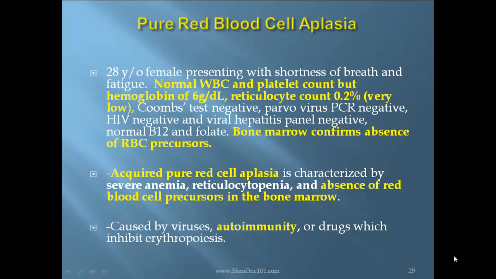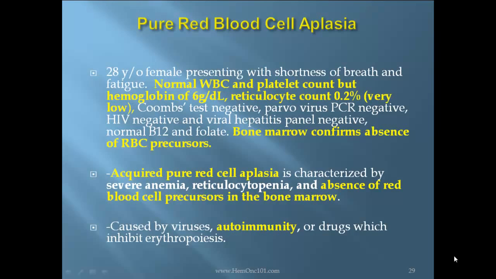Pure red cell aplasia. Case report. 20-year-old female presenting with shortness of breath and fatigue. Normal WBC and platelet count, but hemoglobin only 6 with very, very low reticulocyte count, 0.2%. Hemolysis workup negative, parvovirus negative, HIV negative, viral hepatitis panel negative, normal B12 and folate. Bone marrow biopsy confirms absence of RBC precursors. Keyword.